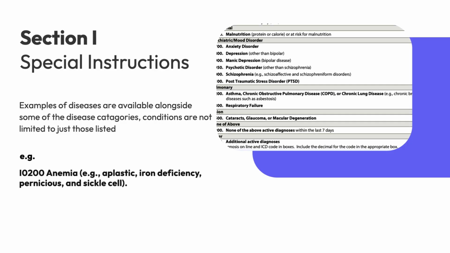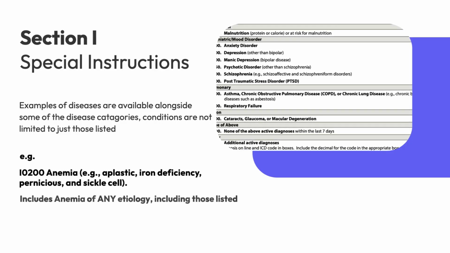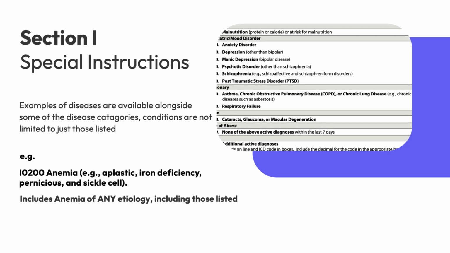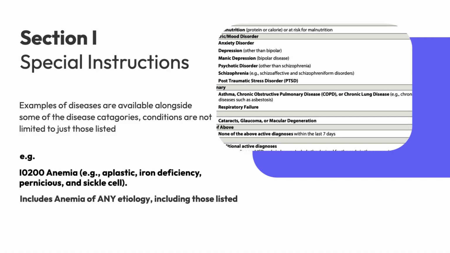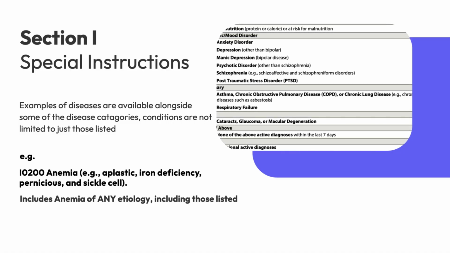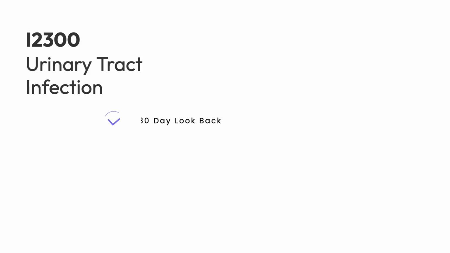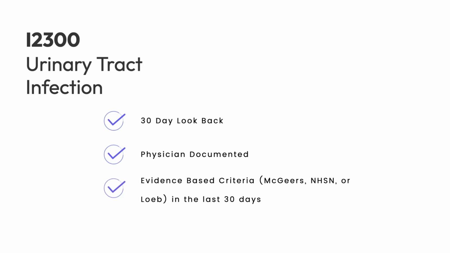For example, item I0200 anemia includes anemia of any etiology, including those listed as an example. It is also important to note that select items in this section may have their own particular set of coding guidelines. For item I2300 UTI, the look-back period will be 30 days for active disease instead of 7. We will also only code this item if both of the following are met in those last 30 days. It was physician documented and determined that the resident had a UTI using evidence-based criteria such as McGeer, NHSN, or Loeb in the last 30 days.